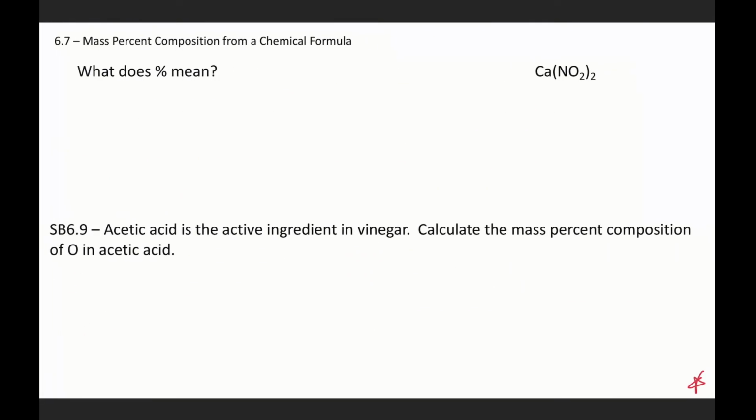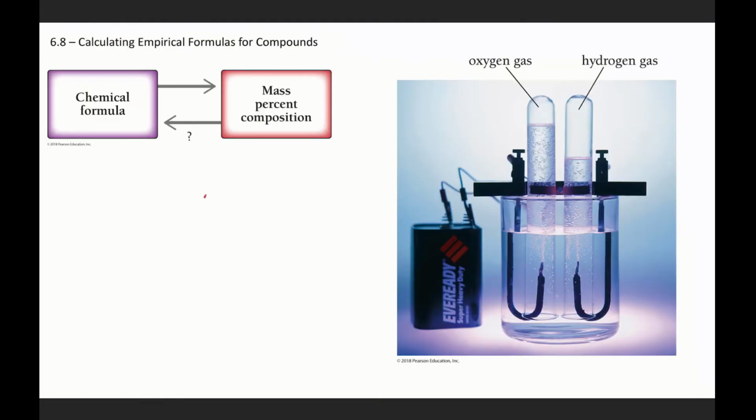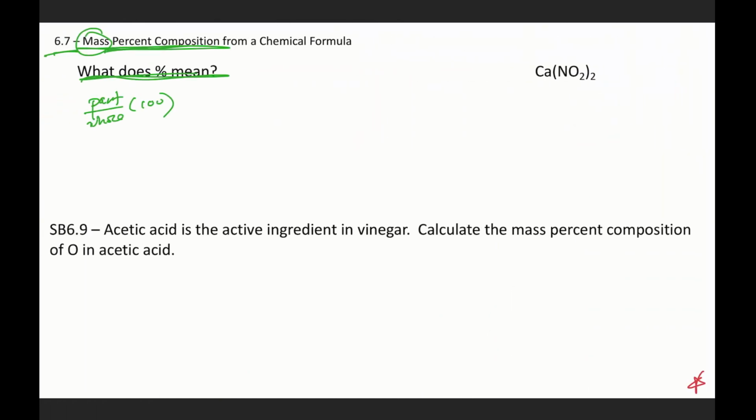Now, moving on to this problem, 6.7. Again, percent means part over the whole, always, times 100, in whatever unit we are talking about. So if I want to know mass percent composition, meaning percent by mass, then all that means is I'm just going to break things down by their respective masses. So part over the whole. Let's go ahead and get the mass of this whole, the mass of a calcium and 2 nitrites. So the whole is 132.08 grams per mole.